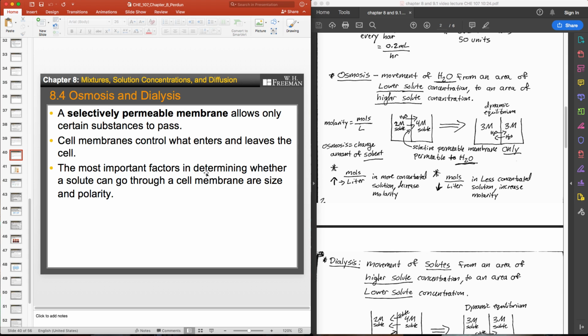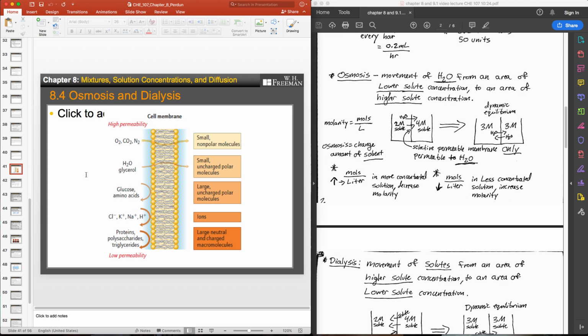The most important factors in determining whether a solute can go through a cell membrane are size and polarity, okay? Cell membranes specifically, very macroscopic right here, not really the biochemistry, but just point blank things to memorize. Small nonpolar molecules are allowed to get through. We know O2 is nonpolar, we know CO2 is nonpolar, and we know N2 is nonpolar.